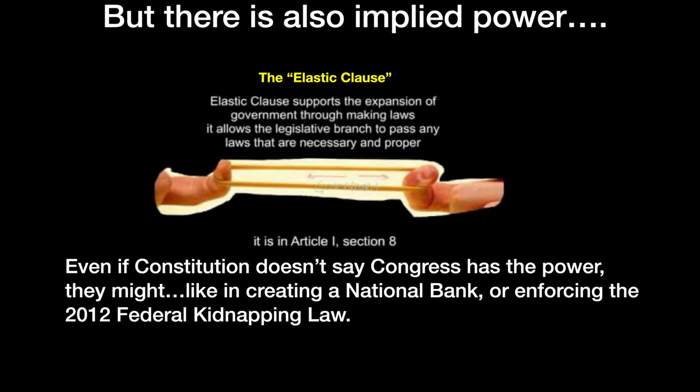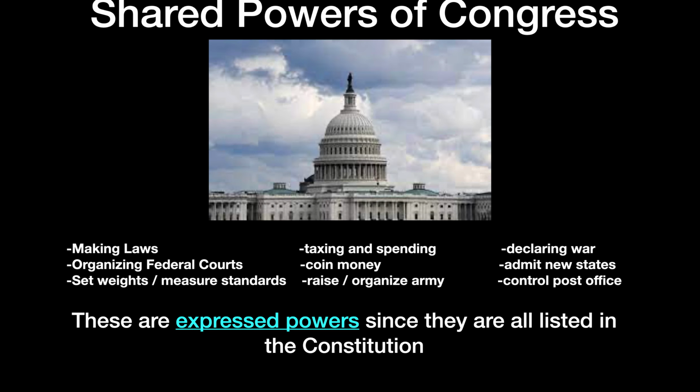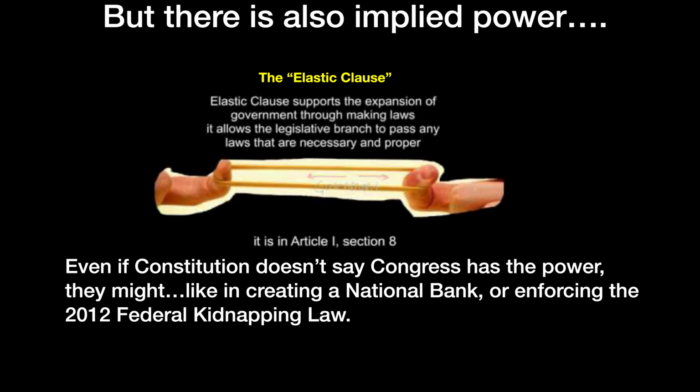All those things are under the Elastic Clause. If Congress feels it's necessary or proper to do something for the good of the country, then they can do that too, and not just those powers listed here. So those are the powers you know Congress has. If they deem something necessary, they'll do it as well.